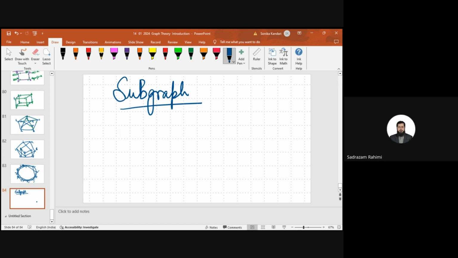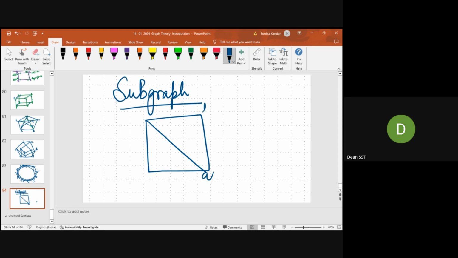Yes. It's a part of complete graph. Okay. Suppose I have one graph like this: A, B, C, D.